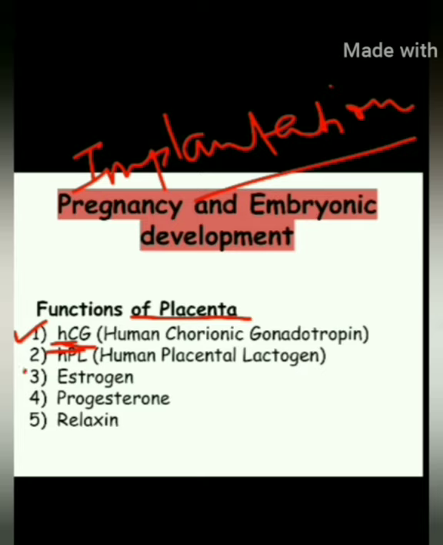Now the second one is HPL, human placental lactogen hormone. What does it do? It stimulates the growth of the breast, because after the pregnancy there will be milk secretion for the nourishment of the child. And it decreases the insulin sensitivity of the mother, so that the mother is unable to utilize much of her own glucose, and the glucose is available for the fetus. This is the function done by HPL.